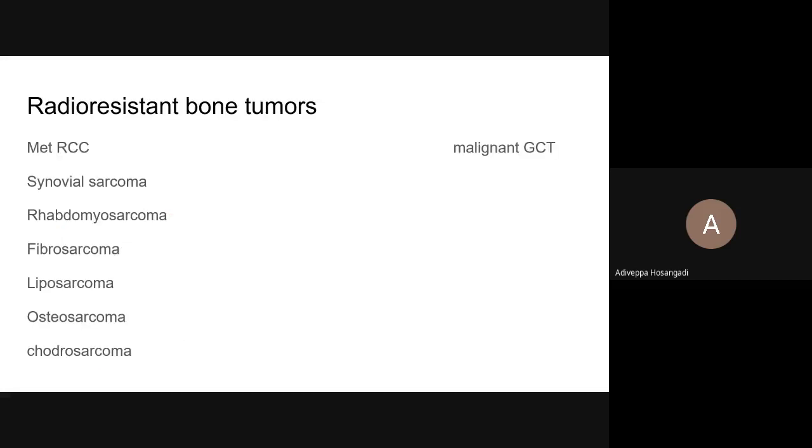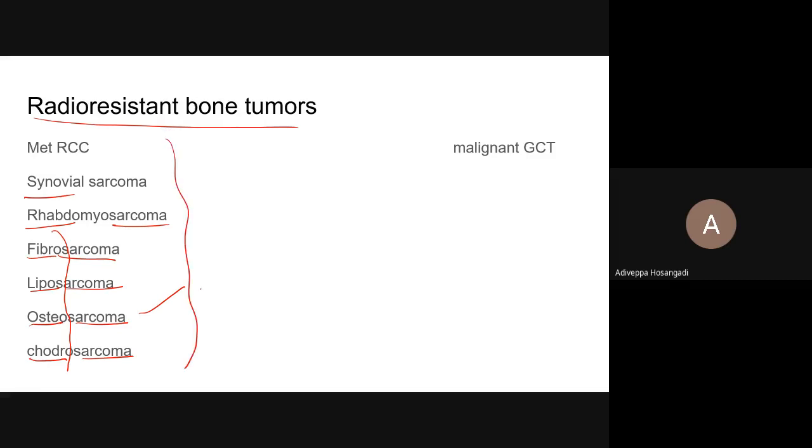So please make a note if you can. Radio-resistant bone tumors: as I said, all the bone tumors are radio-resistant. So don't try to remember this by rote. Type of the tissue: cartilage, chondrosarcoma; bone, osteosarcoma; fat, liposarcoma; fibrous, fibrosarcoma. Remember all the tissues and add sarcoma to that. Rhabdo is muscle sarcoma. Synovium, so all the muscle tissues, if you can recollect, you will know they are radio-resistant. And metastatic renal cell carcinoma. All carcinoma metastases to the bone are radio-sensitive except for RCC. I mentioned that.